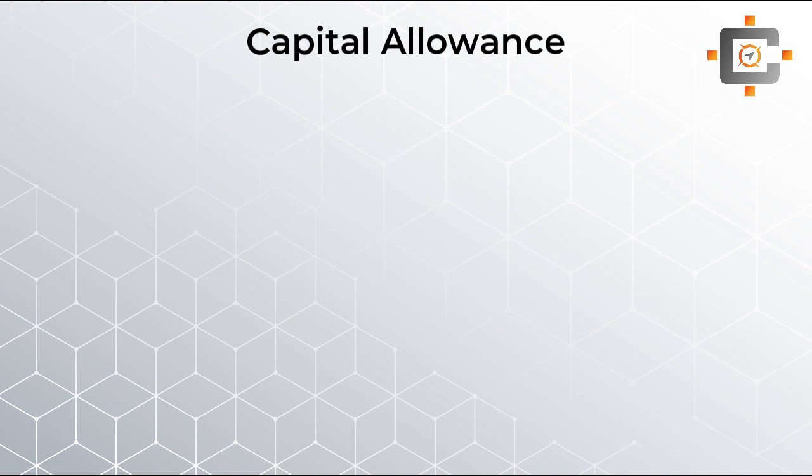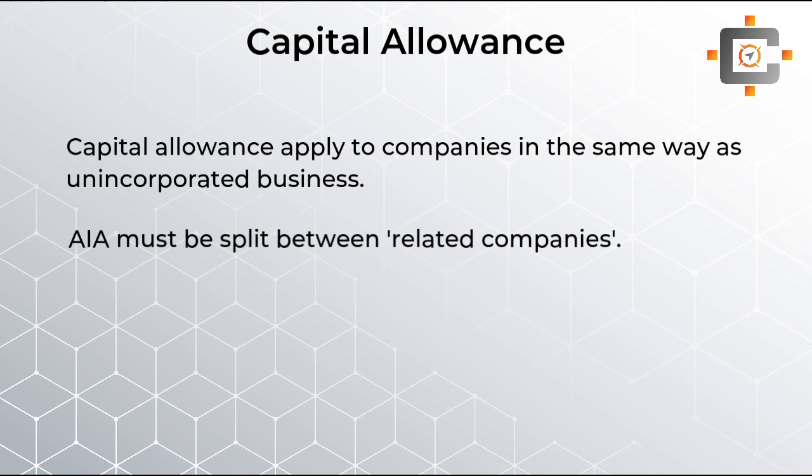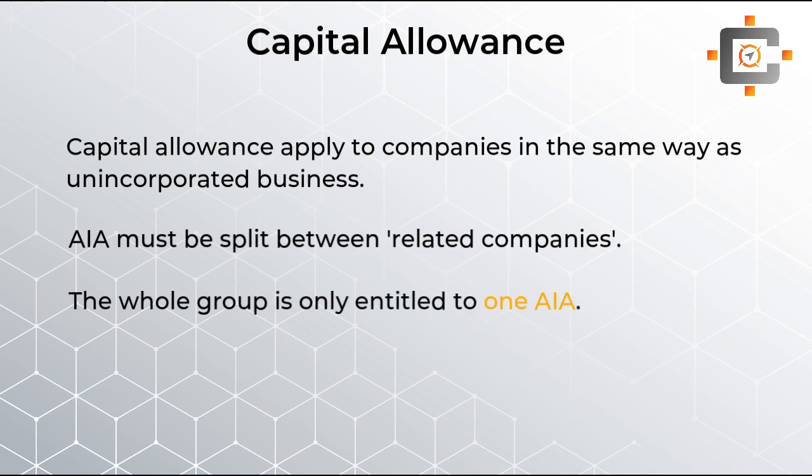Basically, all the kinds of capital allowance are almost the same. There is only one difference for companies: the AIA limit is split between the related companies. That means if the company has a parent and subsidiary relationship, then the whole parent and subsidiaries group will have one common AIA. All those parent and subsidiary companies cannot have their separate AIA, but combined, the whole group will get a single 1 million AIA limit.